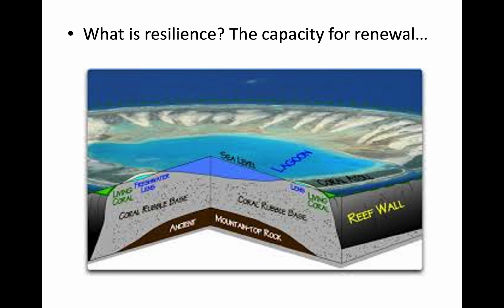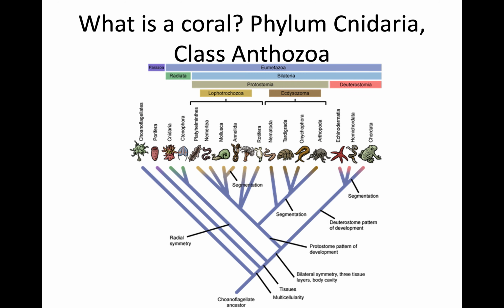What is resilience? Resilience is the capacity for renewal. Basically, how fast are things cycling nutrients? And you can kind of think of this in terms of like rainforests, right? A lot of people think that rainforests are full of nutrients. And if you cut down all the trees in a rainforest and plant crops, you're going to get a year out of them, maybe, if even that.